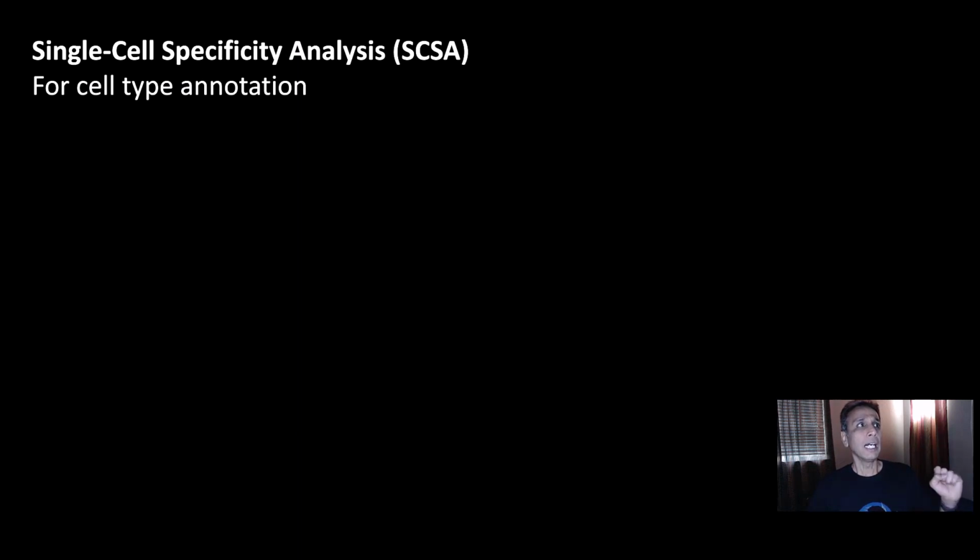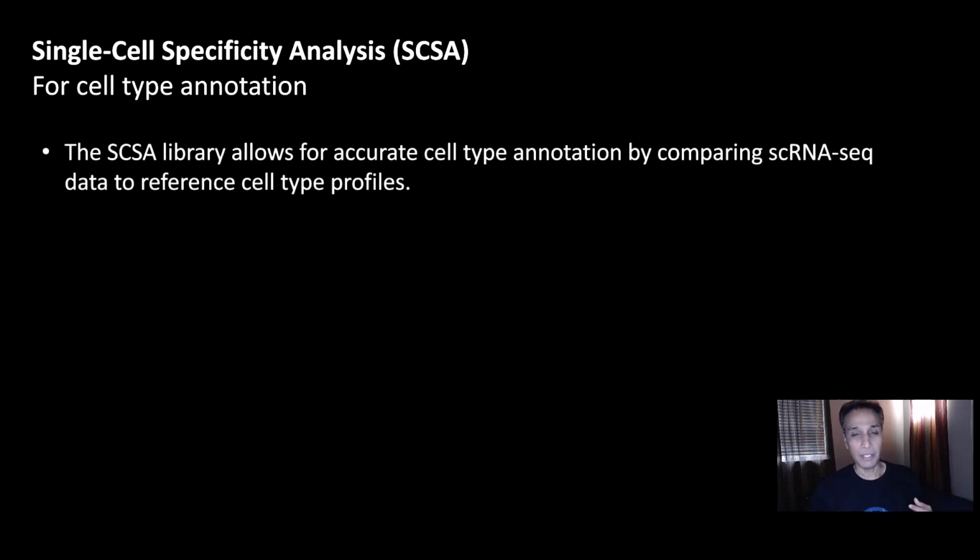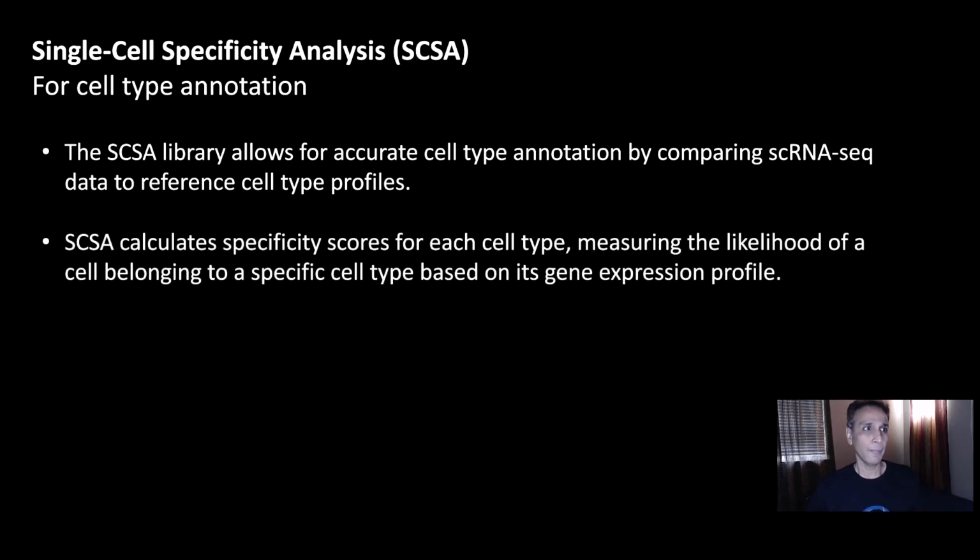Okay, now for our work, we are going to use a library called SCSA, which apparently stands for Single Cell Specificity Analysis, and this is for cell type annotation, right? So it allows for accurate cell type annotation. How does it do that? It compares the scRNA-seq data, which we have from our last exercise, or are going to do again very quickly today. And it compares those against a reference cell type profile. So they have a reference database of all cell type profiles, and this is how it's going to work.